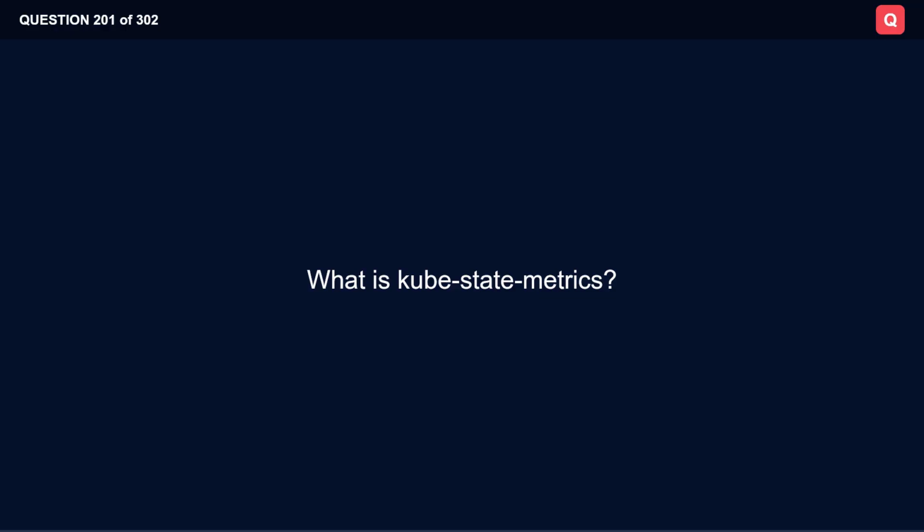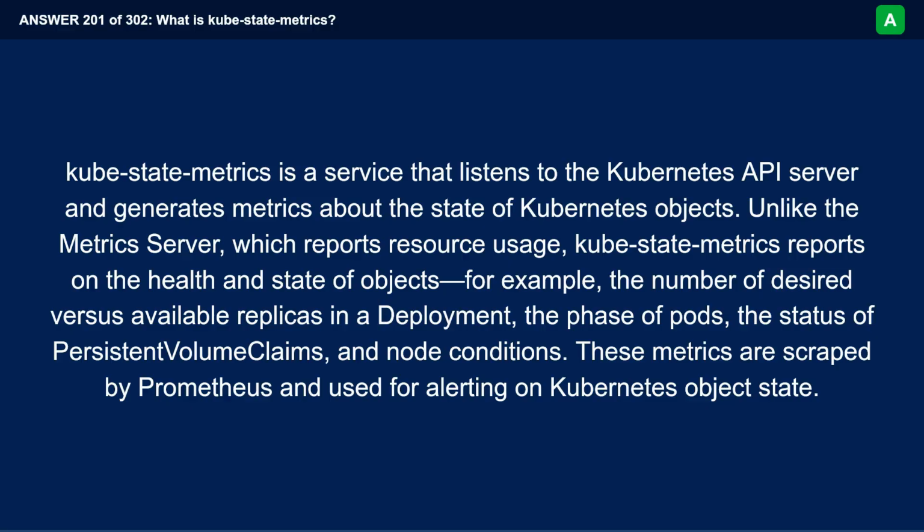What is Kube State Metrics? Kube State Metrics is a service that listens to the Kubernetes API server and generates metrics about the state of Kubernetes objects. Unlike the metrics server, which reports resource usage, Kube State Metrics reports on the health and state of objects. For example, the number of desired versus available replicas in a deployment, the phase of pods, the status of persistent volume claims, and node conditions. These metrics are scraped by Prometheus and used for alerting on Kubernetes object state.